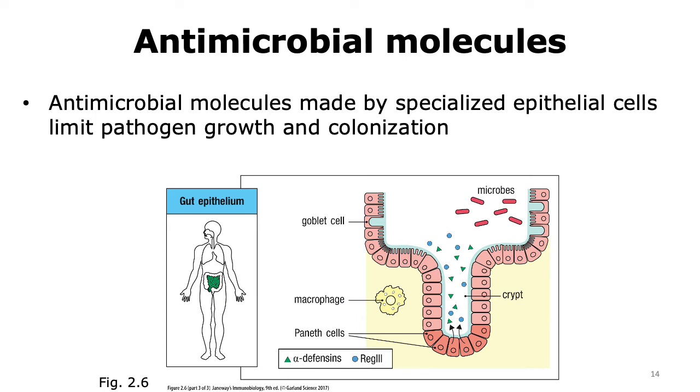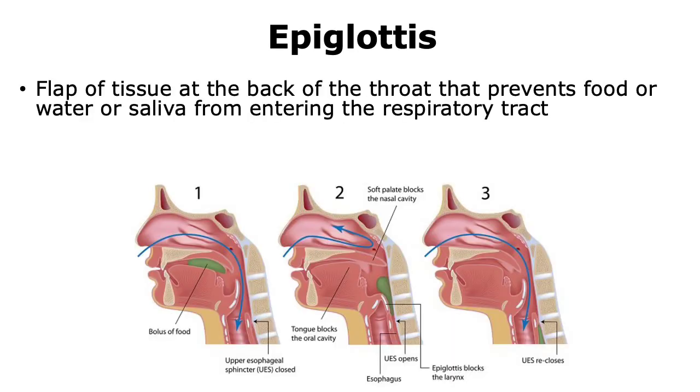The epiglottis plays an important role in host defense by preventing food or water or even saliva from entering the respiratory tract. When we look at the figure, the epiglottis can be seen as this flap of tissue that is present at the back of the throat. Now, when we're not swallowing and we're just inhaling air, the epiglottis is positioned in such a way that the air is able to enter into the respiratory tract.